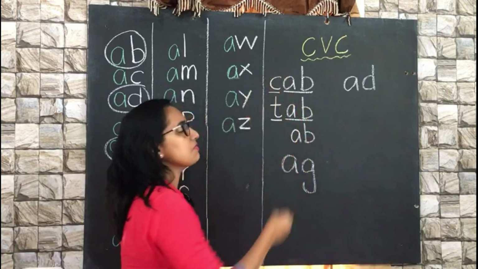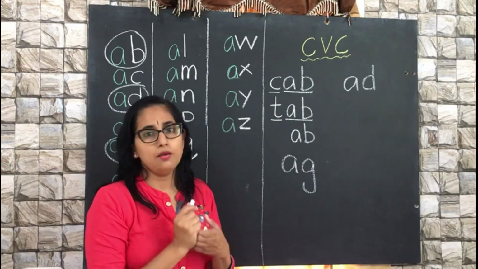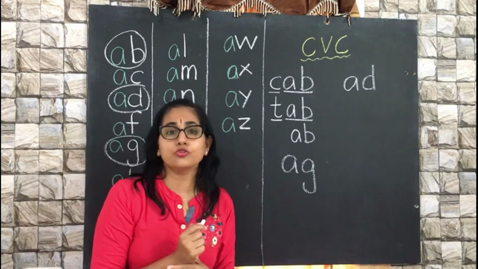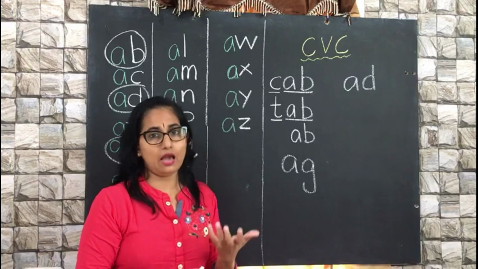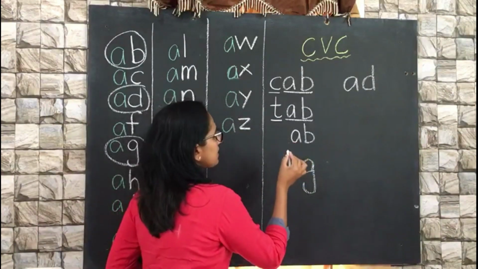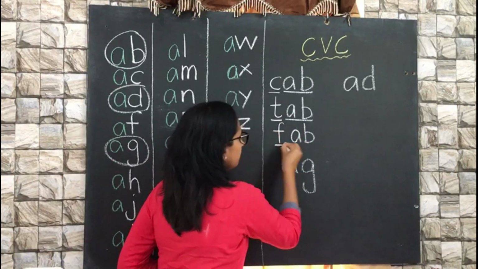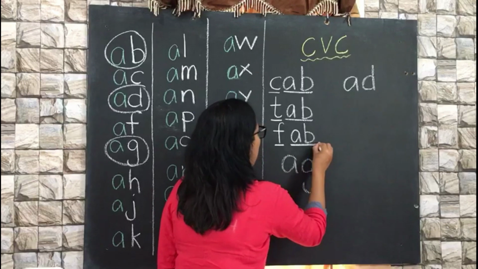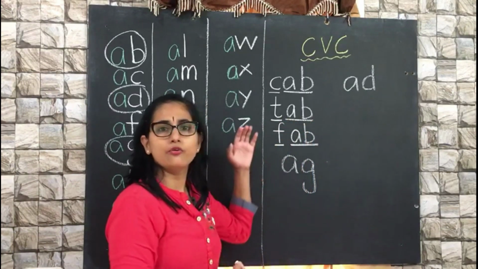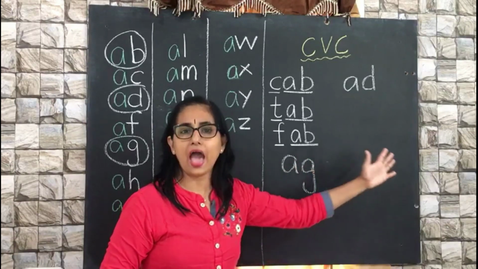While introducing CVC words, you can give as many words as possible. And if possible, you can also show them the pictures of it so that they will learn more vocabulary. Now the next consonant is F. Underline it, F separately and ab together. Now together they should join. F, ab, fab.